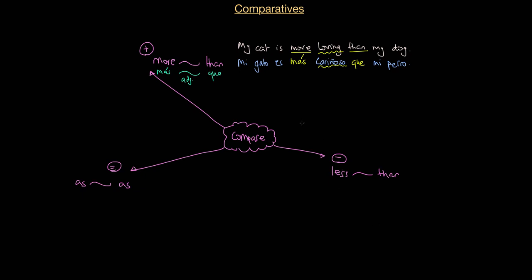Let's look at the next one. I've got less than. So same thing. In this case, I'm putting this sentence in reverse. So I'm going to say that my dog is less loving than my cat. Okay, my dog is less loving than my cat. So what have I got here in English? I've got less, and I've got than, and I've got the adjective in between.